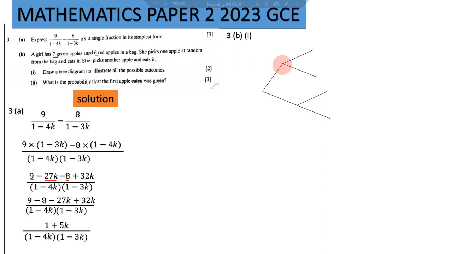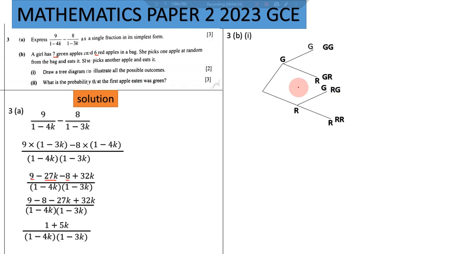The first branch here on top represents green, because that is the first event given. So going on top there, we're going to have green. Then down here we have red. On the same branch going down here, red. The second branch, we're giving it to red. This is the first branch on the second branch, that is green. So the possible outcomes there: green green, green red, red green, red red.